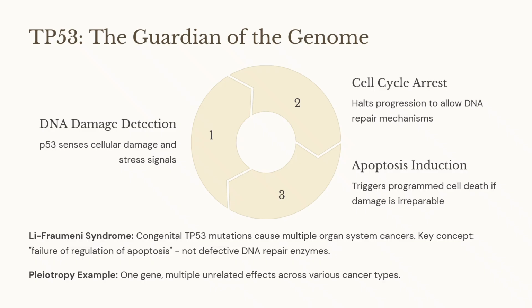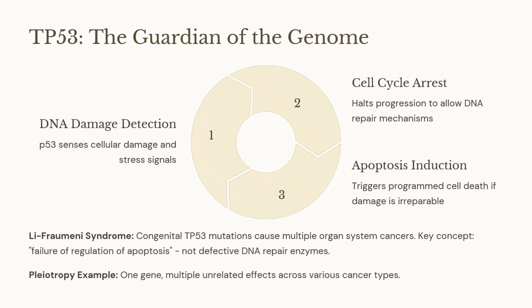TP53. It is the guardian of the genome. Once we lose TP53, then cancer finds its way into the body. The P53, what is its role? It will sense cellular damage and stress signals. It will halt the progression to allow for DNA repair, and it will trigger programmed cell death if the DNA cannot be repaired.